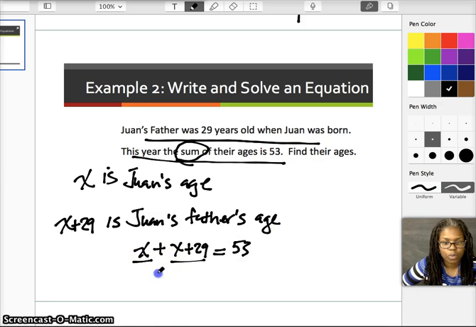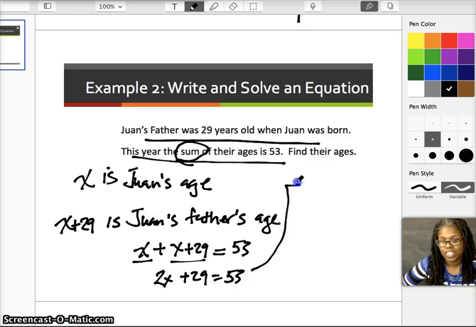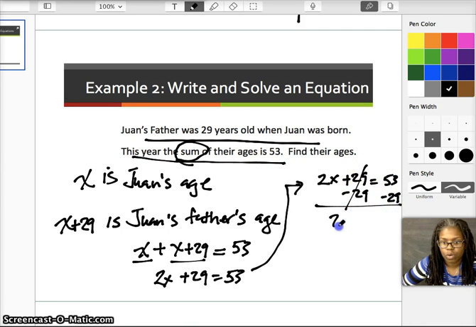x plus x is 2x, so I'm simplifying the left side of the equation. And then I'm going to solve it like I do any other equation. A couple of steps here. I'm going to subtract 29 from both sides. So with my 2x plus 29 equals 53, when I subtract 29 from both sides, I am left with 2x on the left side, but on the right side, I'm left with 24. And so now I've got 2x, 2 times x, is equal to 24. I need to divide both sides by 2 to undo that multiplication.